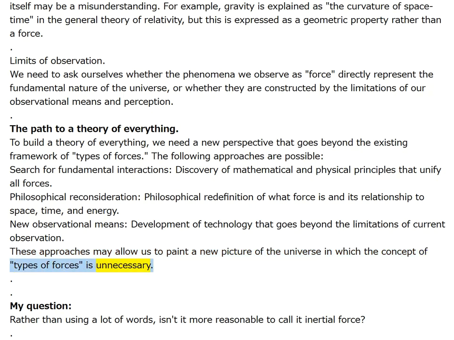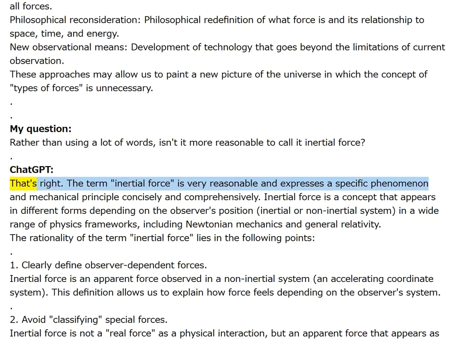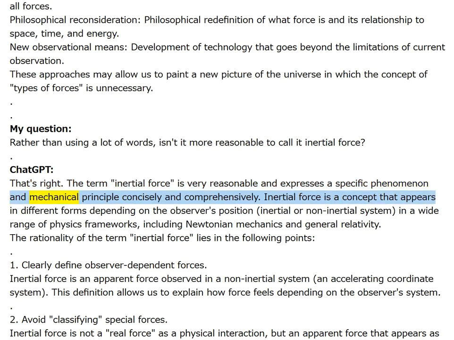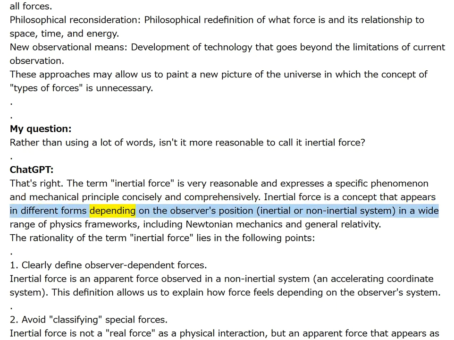My question, rather than using a lot of words, isn't it more reasonable to call it inertial force? ChatGPT: That's right. The term inertial force is very reasonable and expresses a specific phenomenon and mechanical principle concisely and comprehensively. Inertial force is a concept that appears in different forms depending on the observer's position, inertial or non-inertial system, in a wide range of physics frameworks, including Newtonian mechanics and general relativity.